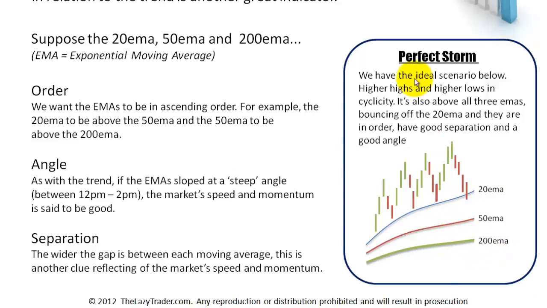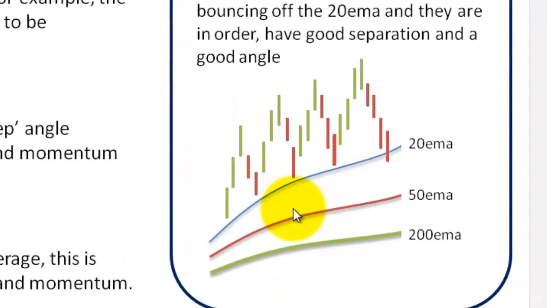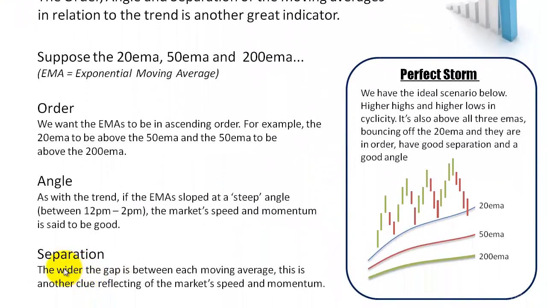The angle, just like we mentioned, we want the most recent EMA, like for example the EMA that price action might be interacting with, in this instance the 20 moving average, to be angled as steeply as possible, preferably between 12 and 2 p.m. 2 and 3 is okay, but it's a sign that there's less speed and momentum in the market. And if it's just flat, facing 3 p.m., then we might as well not bother. And we'll show you some examples of flat EMAs in a short while. And so separation as well, what it goes to show us is the wider the gap between the moving averages, this is another clue reflecting the market's speed and momentum at the present moment.